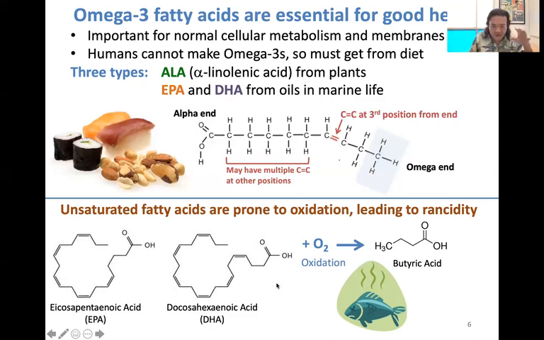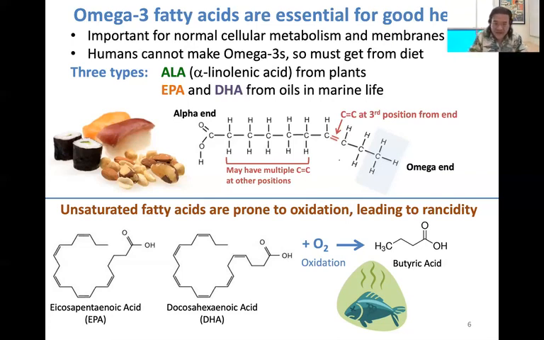You don't have to remember the names of those, right? If you just remember it as EPA, DHA, I'd be happy, because I can't even pronounce them. But here are the structures. So you can see here's the alpha end with the carboxyl group, and you go all the way to the end. This would be the omega end, and the 1, 2, 3, and 4 carbon from the end has a double bond, right? So that's what defines these as omega-3s.